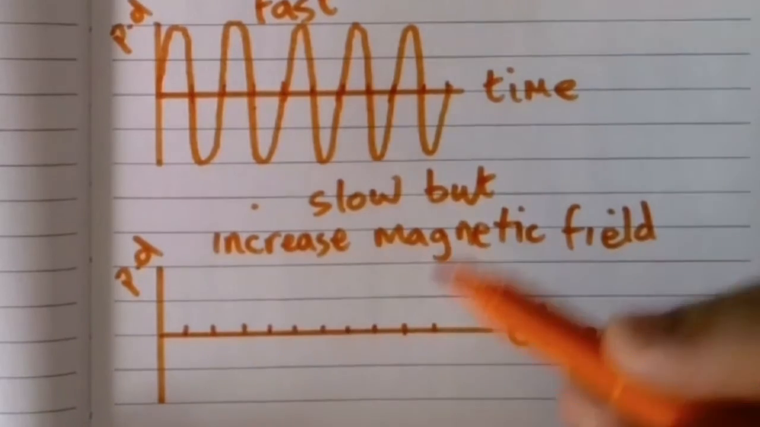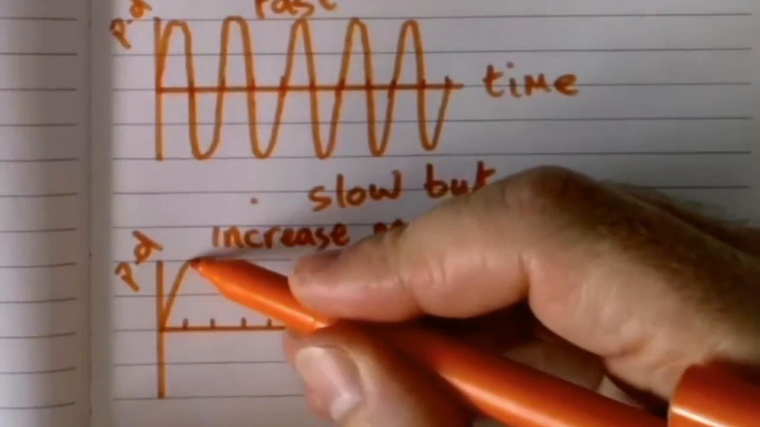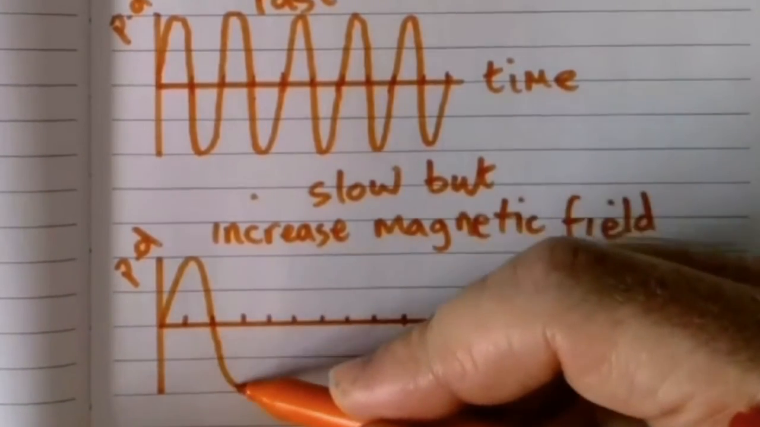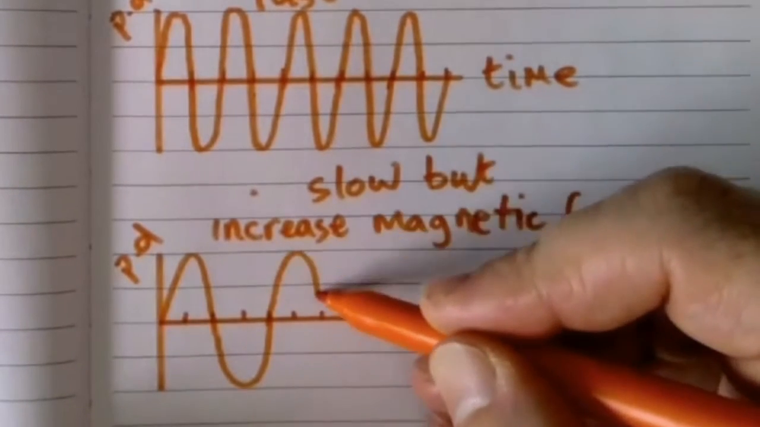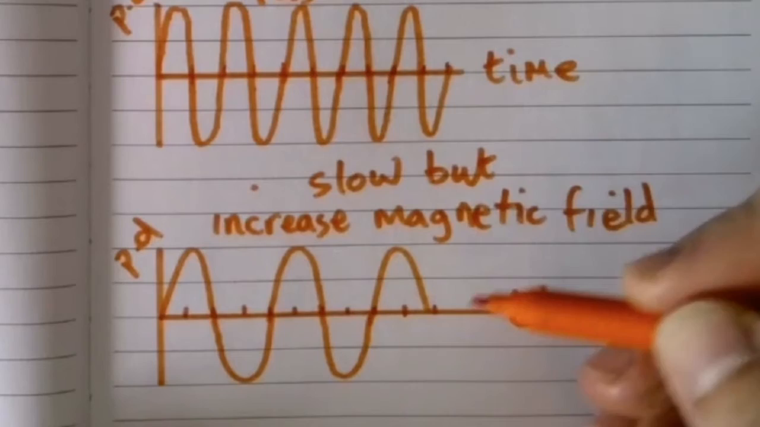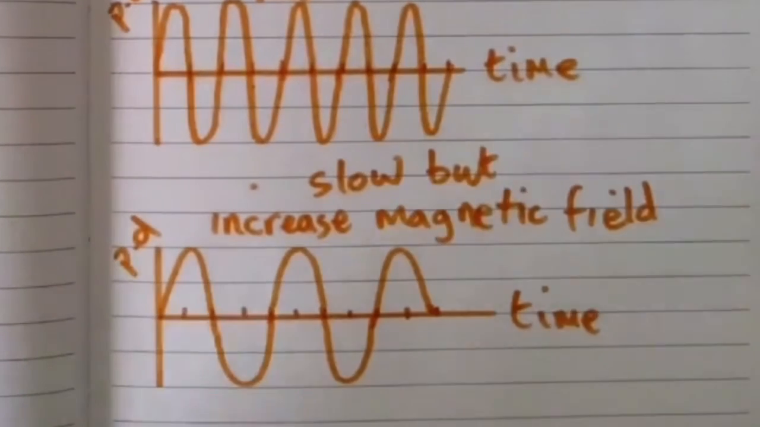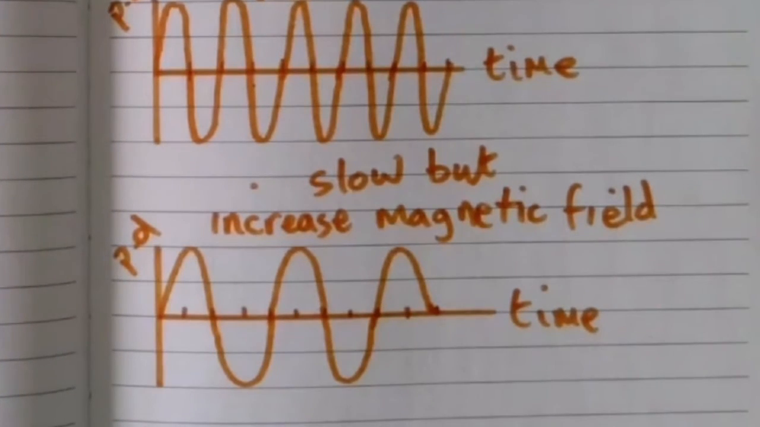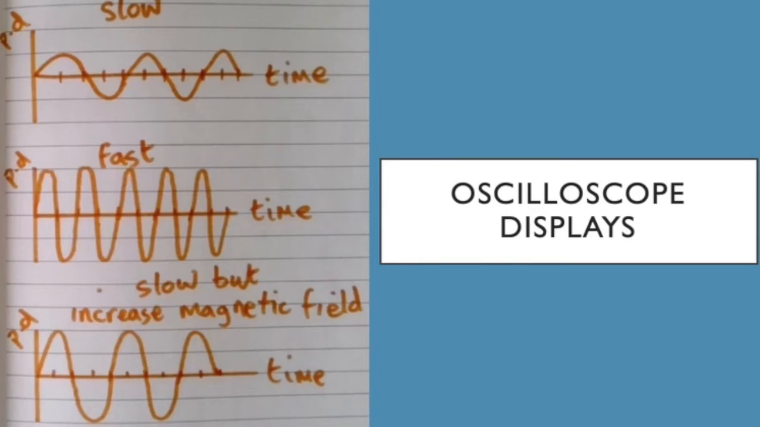So it might look something like this. So the time period is still the same, but the amount of potential difference that is induced has increased. So the three side by side would look something like this.